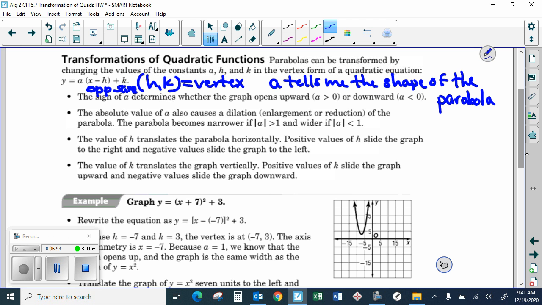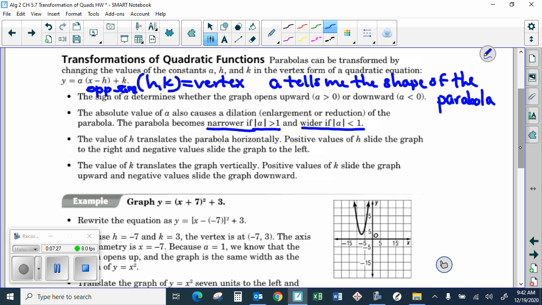Here's where we talk about it being wider or narrower. As the absolute value of A is greater than 1, it's further away from 0. Therefore, it's narrower, sorry, narrower. And if the absolute value of A is close to 0, the absolute value just refers to the positive and negative. So positive, it opens up. Negative, it opens down. The closer it is to 0, the wider it is.